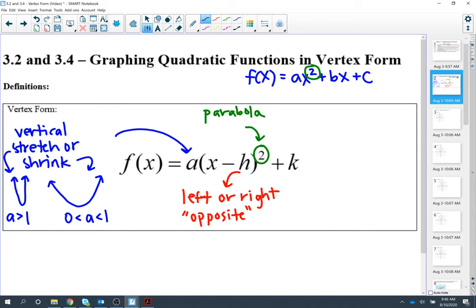And then we have our k value. This is your vertical shift, and this is going to move your graph up or down. And then this one is not opposite.